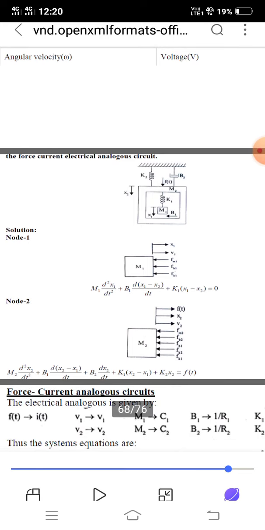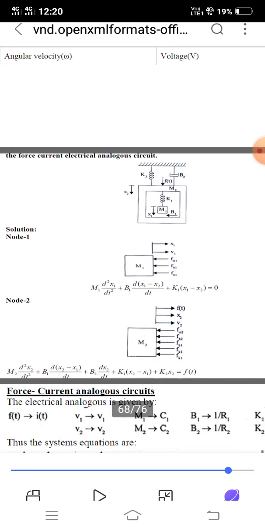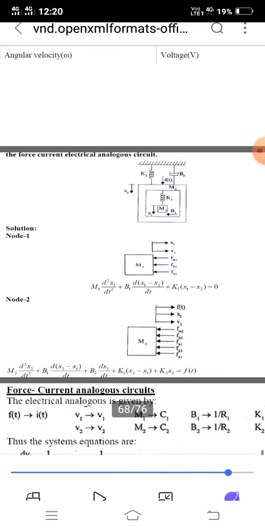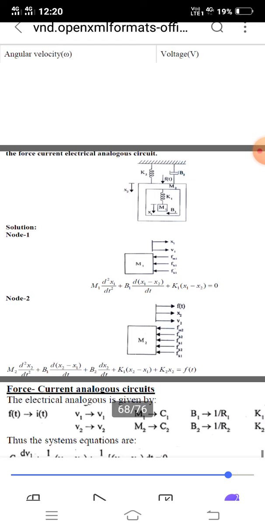Friction: k1 (x1 minus x2). Why I put x1 first: we are seeing that the m1 related output is x1, so preference goes to x1. Then dashpot b1 is common for m1 and m2, so b1 (dx1 minus dx2) by dt. This is equation 1 based on node 1.